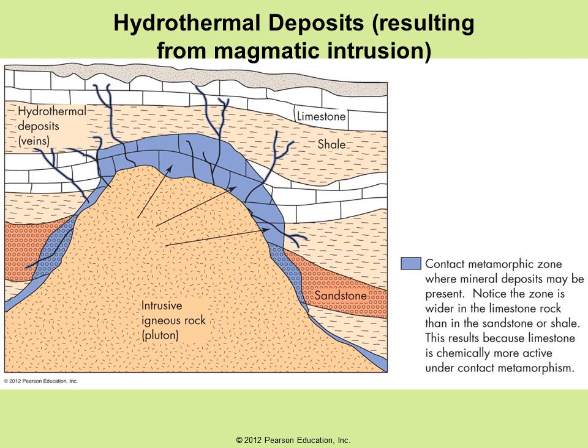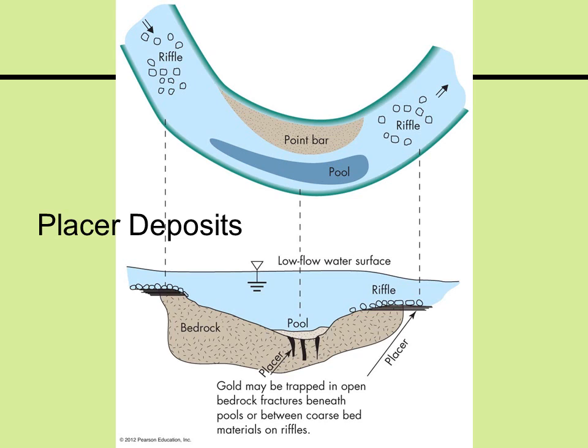Because that water is circulating with a concentration of minerals within it, when that water eventually dissipates into the rock or evaporates, it leaves behind the minerals that form in this purple or blue contact metamorphic zone where the mineral deposits might be present. These often create some of the largest mining resources that we take advantage of.